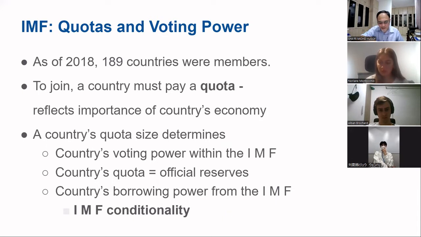Every member has an unconditional right to borrow up to 25% of its quota from the IMF. Okay, and the IMF allows additional borrowings depending on the countries agreeing to IMF imposed restrictions, which is called IMF conditionality. So IMF conditionality is the condition imposed by the IMF when they want to get additional borrowings.